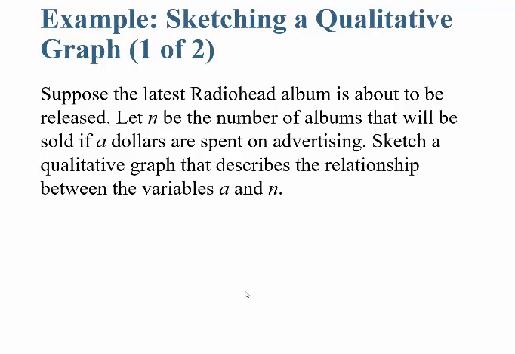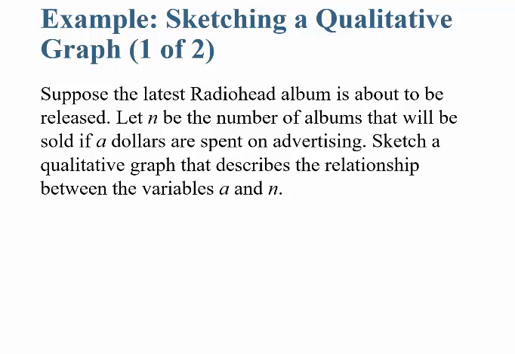Let's talk again about sketching a qualitative graph. Suppose the latest Radiohead album, an old band, is about to be released. Let N be the number of albums that will be sold if A dollars are spent on advertising. Sketch the qualitative graph that describes the relationship between the variables A and N. The first thing to think about: N is the number of albums sold, and A is the dollars spent on advertising.